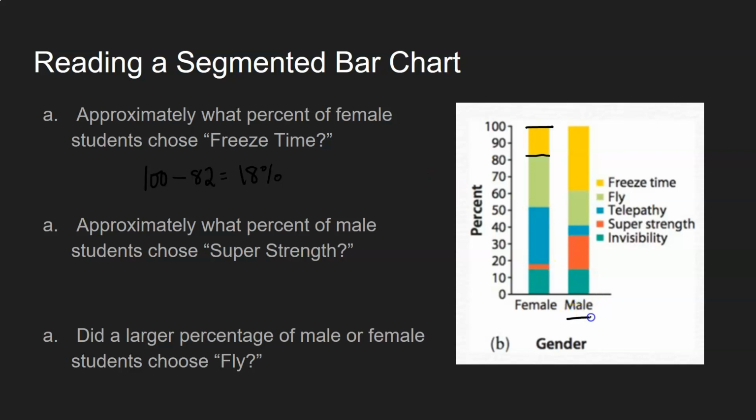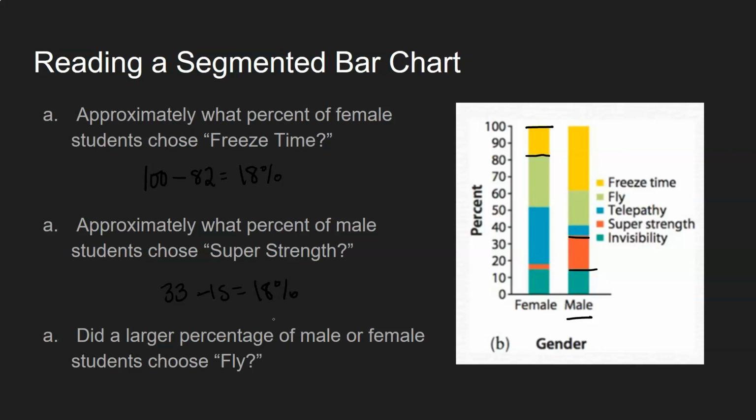So we go to the male bar chart. We find the super strength here, which is the orange. And we can see that that's maybe between 33 and maybe about 15. So we do 33 minus 15, which is 18%. So again, that's just by chance here. That was just by chance that those are about the same. 18% of men chose super strength.